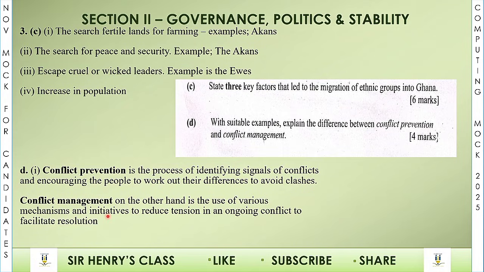All right. And then with the management, for example, you can say Otumfuo went to the northern side to settle a dispute, that is conflict management. With this one, the conflict has occurred and you want to reduce the tensions so that it doesn't bring too much effect. At least you'll be able to manage and then resolve it amicably and totally.